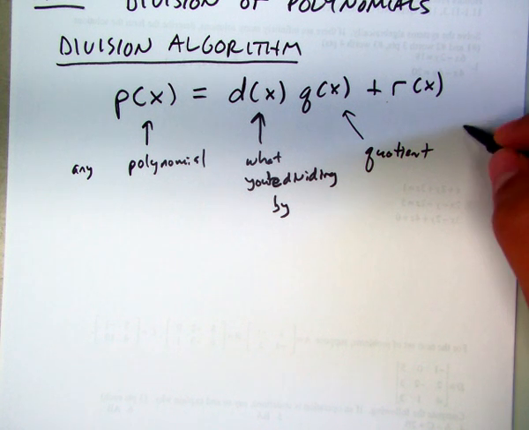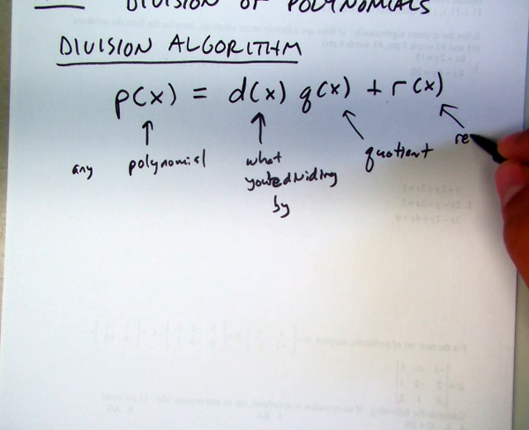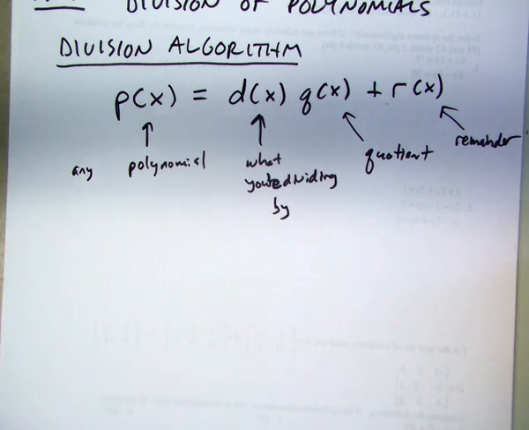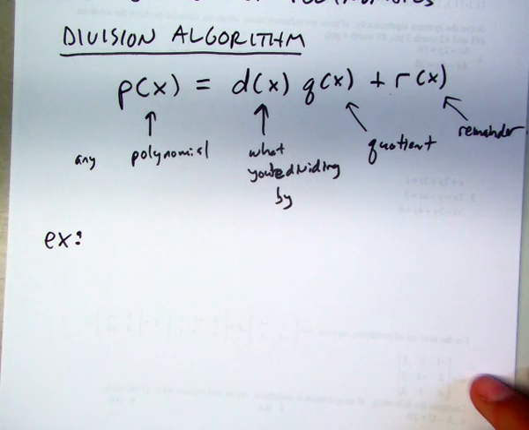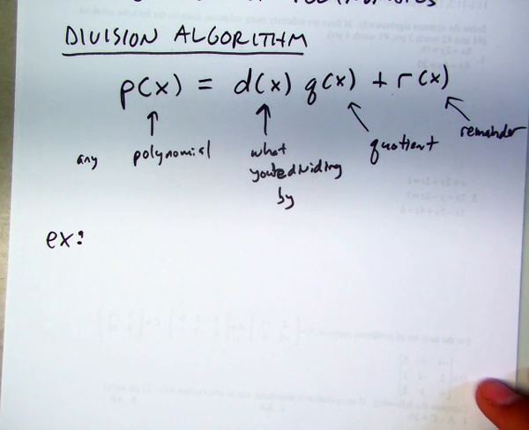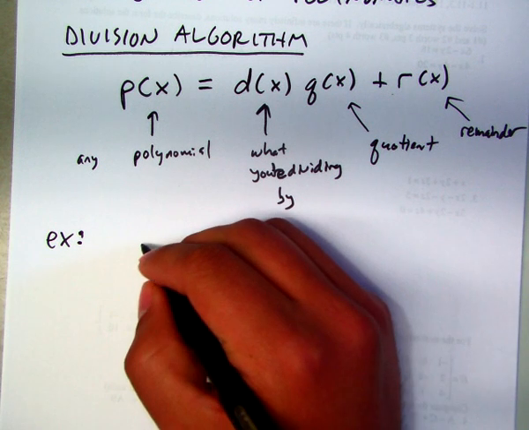Anyway, this represents a remainder. Should study that. So first I will illustrate this idea with a baby example. Let's say we are dividing 27 by 4.